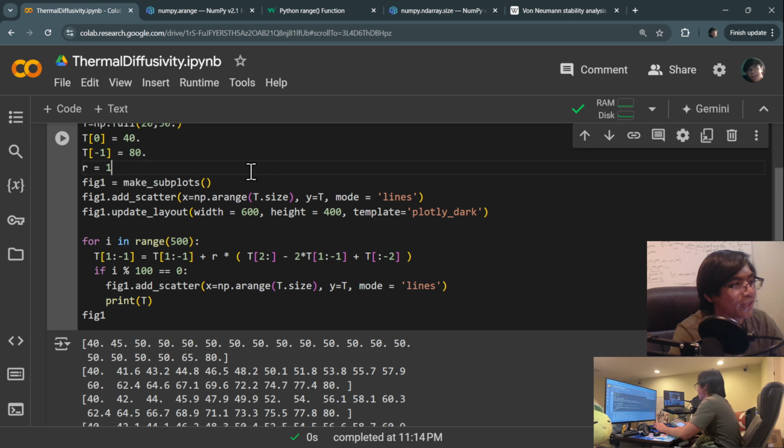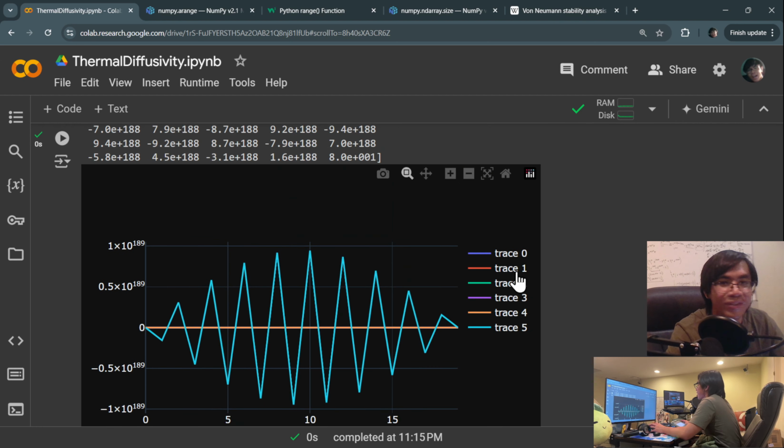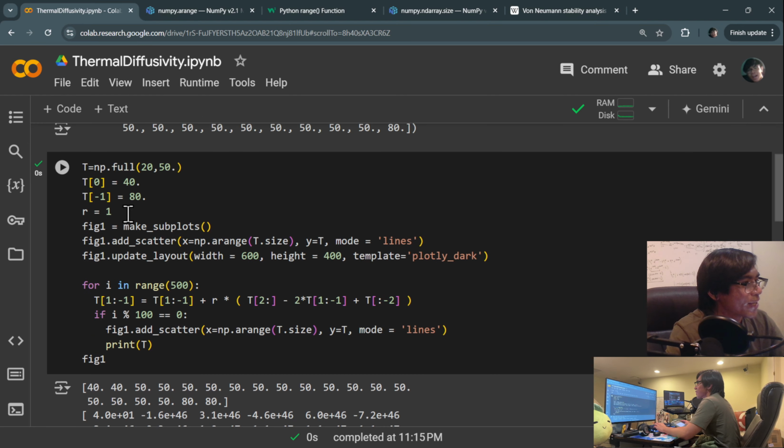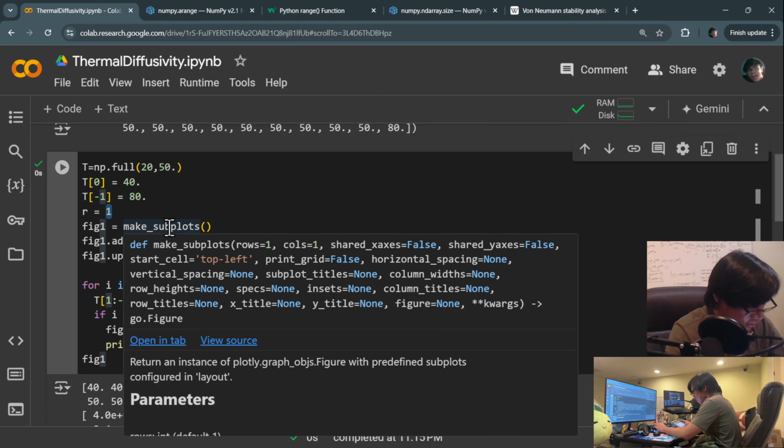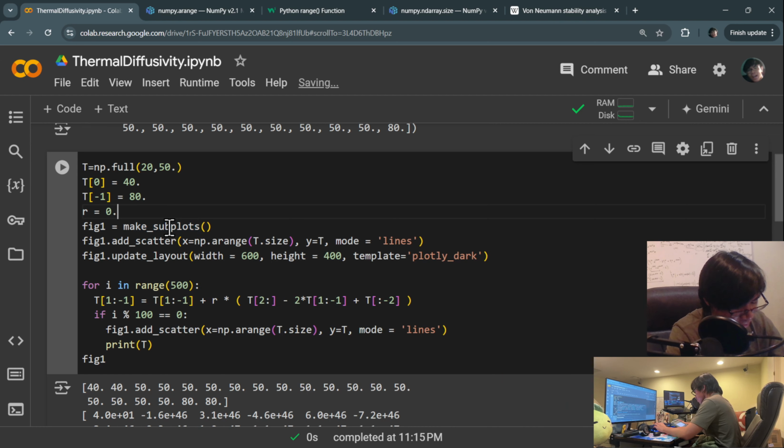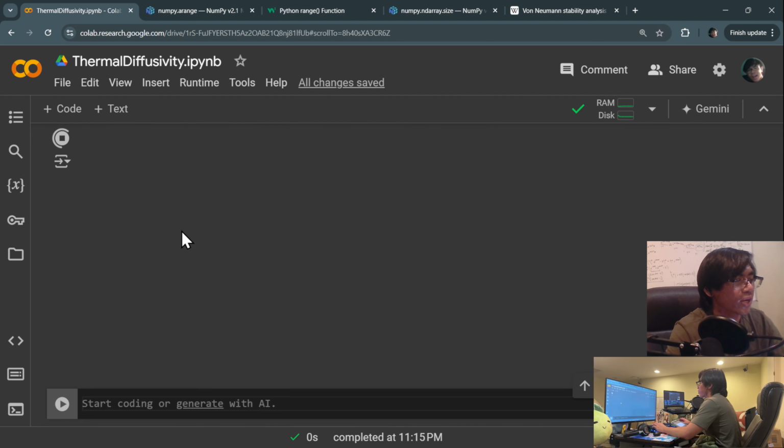I'll make it 1 just to see what happens. Yeah, we got oscillations up to 10 to the 189. That's fun. Awesome. Okay, so I believe the problem wants us to try the lower one first, to make sure we don't blow up just yet, 0.495.